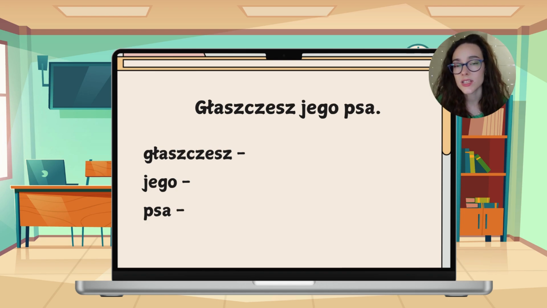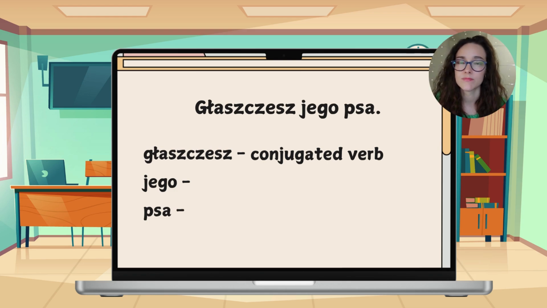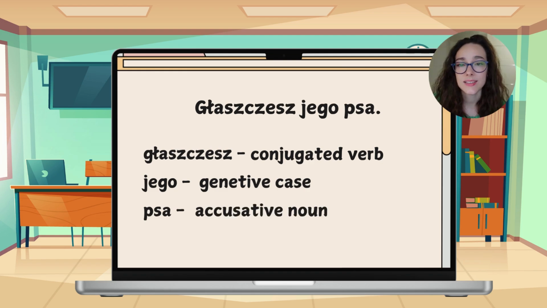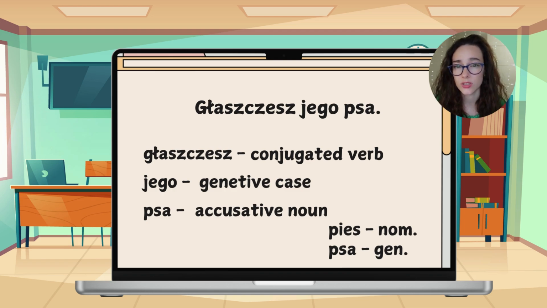In Polish, this sentence would be głaszczesz jego psa. So głaszczesz means you pet. So it's already a conjugated verb. Jego is a genitive case, and psa refers to the accusative case. And the nominative case of this word is pies. Dog is pies, but we change pies to psa in its accusative form.